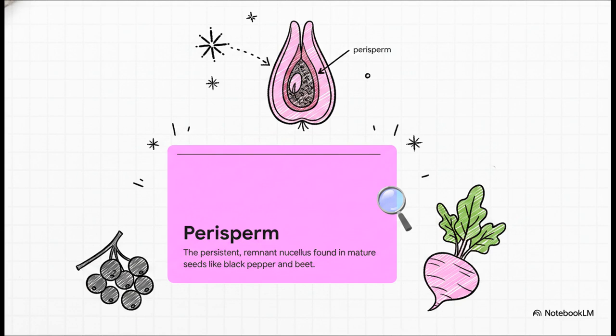I want to loudly and clearly emphasize this term, perisperm. Perisperm is the persistent, remnant nucellus found in certain mature seeds like black pepper and beet. Do not forget this. It is an absolute must-know vocabulary word for the exam for sure.